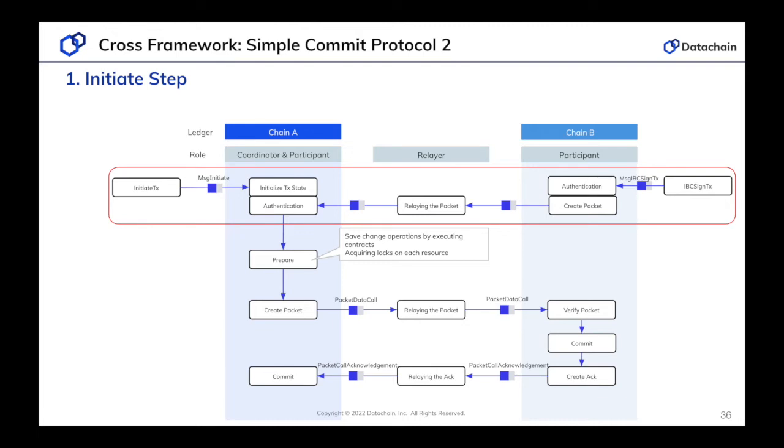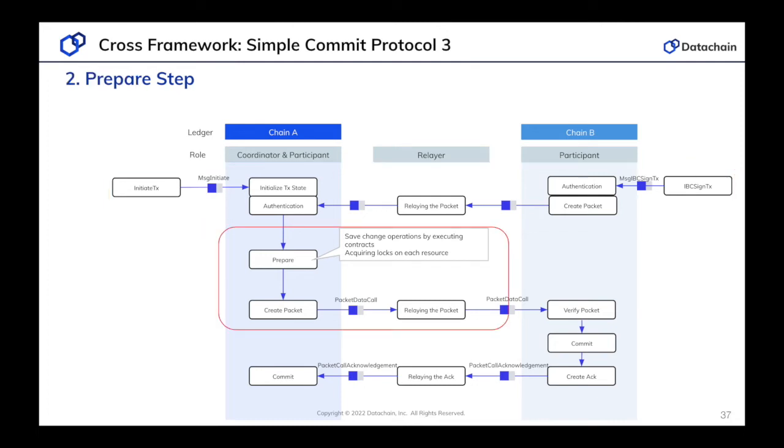Then related packet including message IBC signed TX is authenticated on chain A. Next, prepare step. Coordinator and the participant chain A execute contract transaction in initiate TX. If execution succeeded, the lock is acquired to save the changes in state store and prevent conflicts among concurrent transactions. Then it creates the packet containing the information of chain B's contract function call and sends the packet to chain B. If the execution fails, the process of this transaction is terminated by abort.